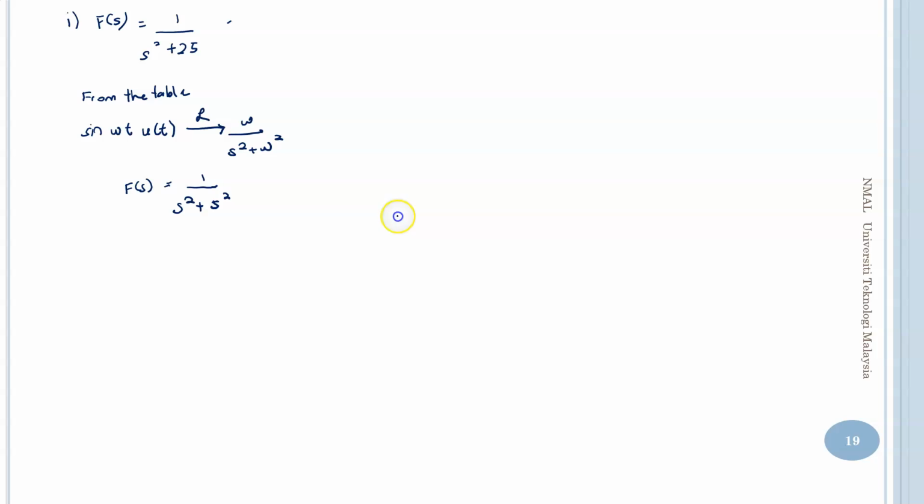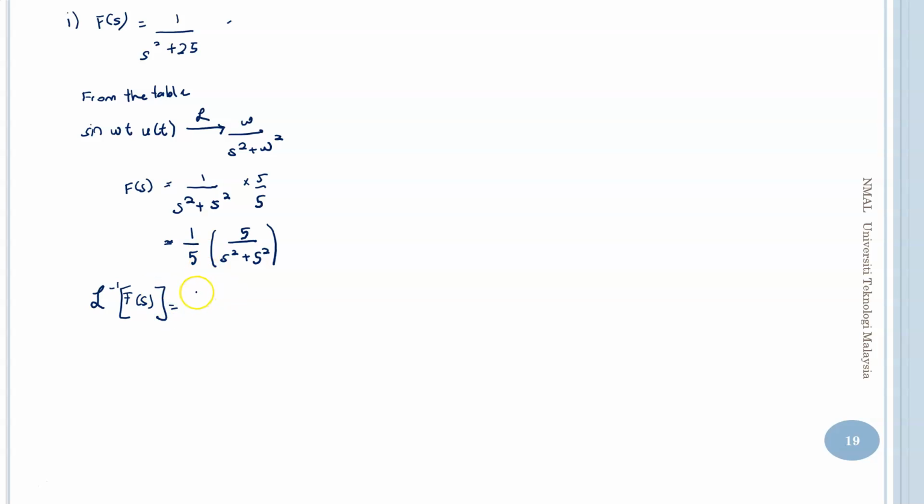Basically we can multiply by 5 over 5, so that this 5 we can put here. So this one will become 1 divided by 5 times 5 divided by s squared plus 5 squared. From here you can perform the inverse Laplace transform of F(s).